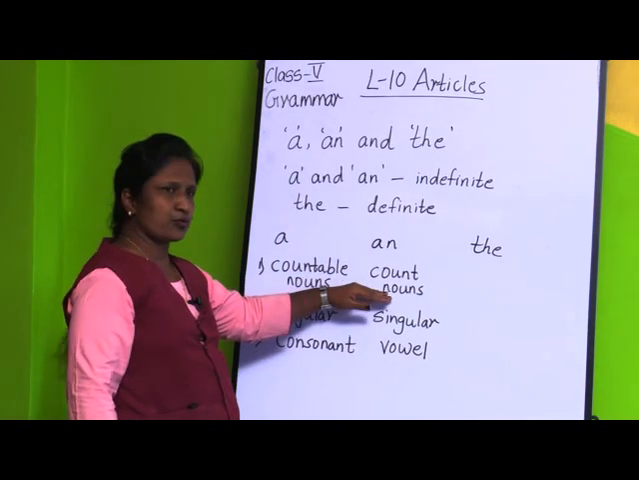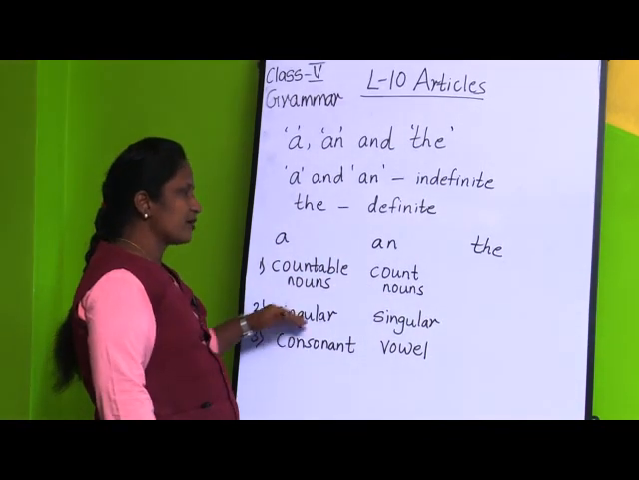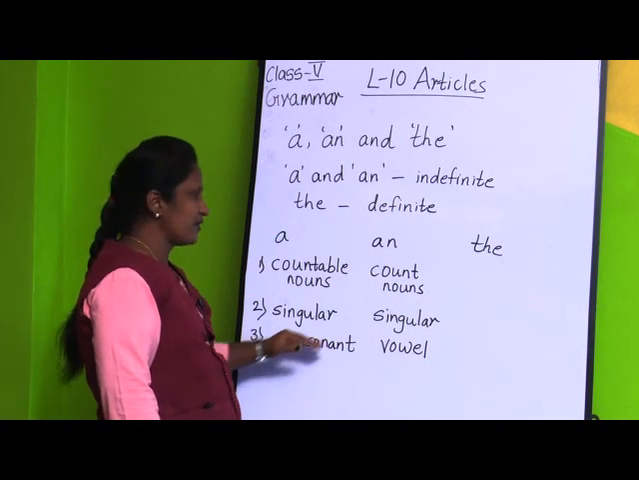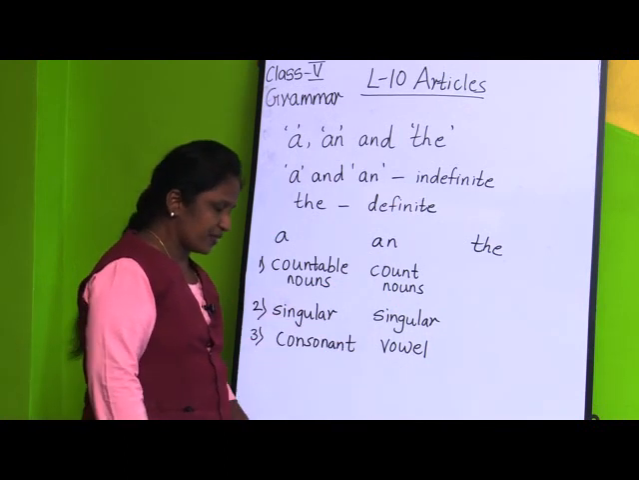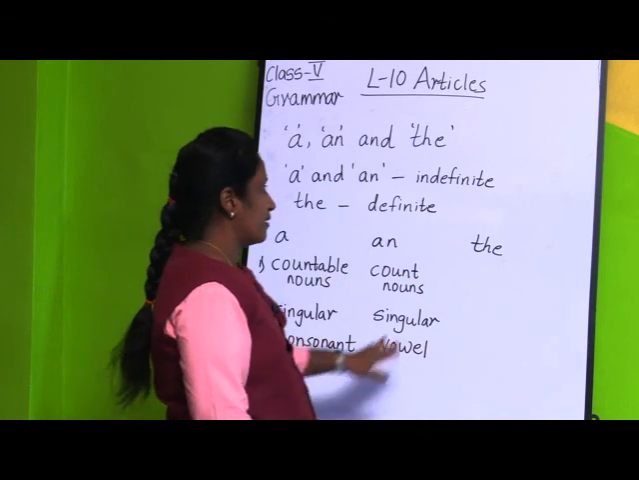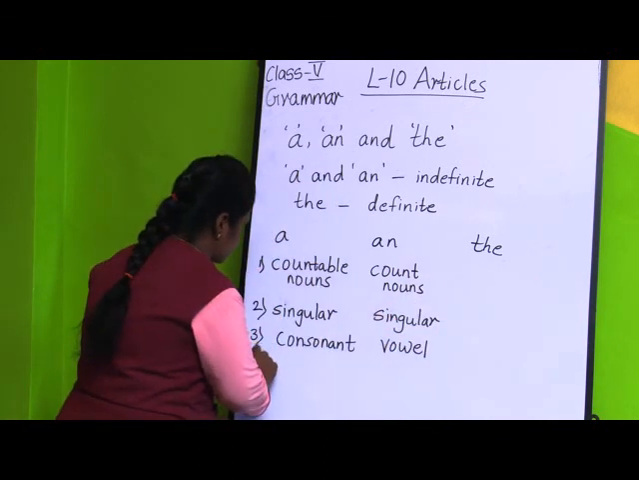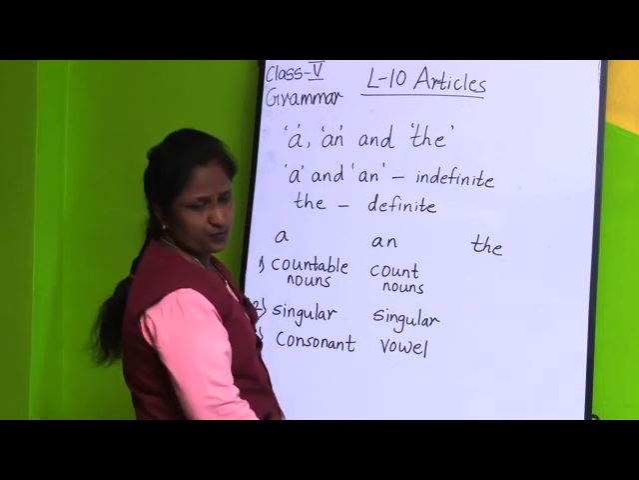Countable nouns, here also countable nouns; here also singular number, here also singular number; and here with the consonant words and with the vowel words, the words which start with a vowel. Now, about the article, what is the fourth thing about this? A and an, what is it?